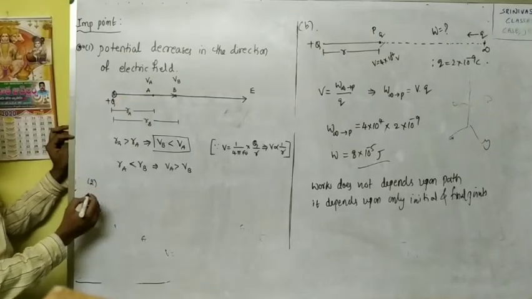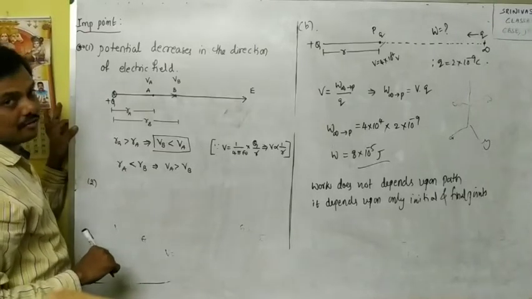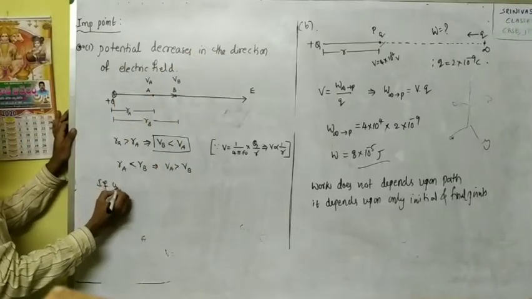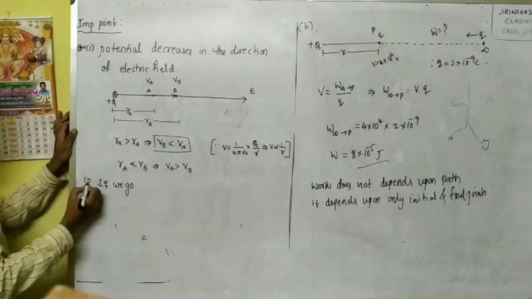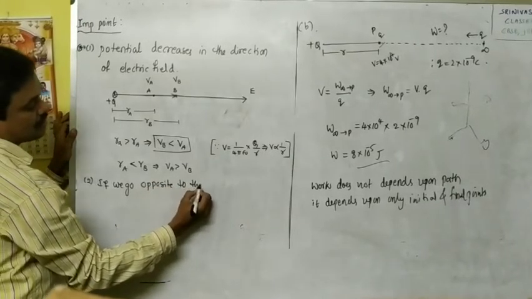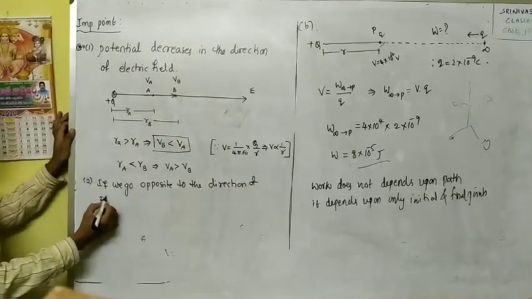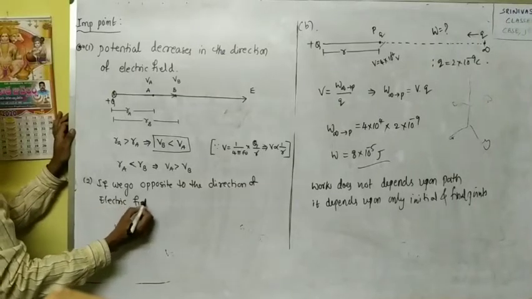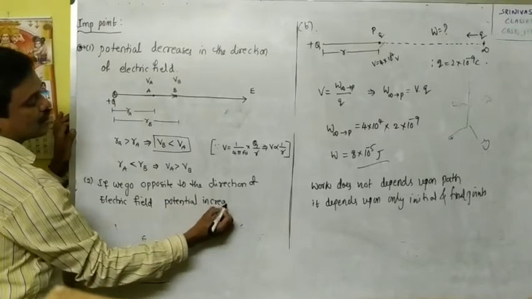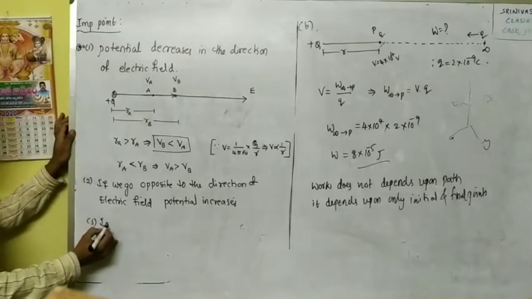Now, in case of negative charge, potential decreases in the direction of electric field. Okay? Potential decreases in the direction of electric field. If we go opposite to the direction of electric field, potential increases. Potential increases. And now let us see the third case in case of negative charge.